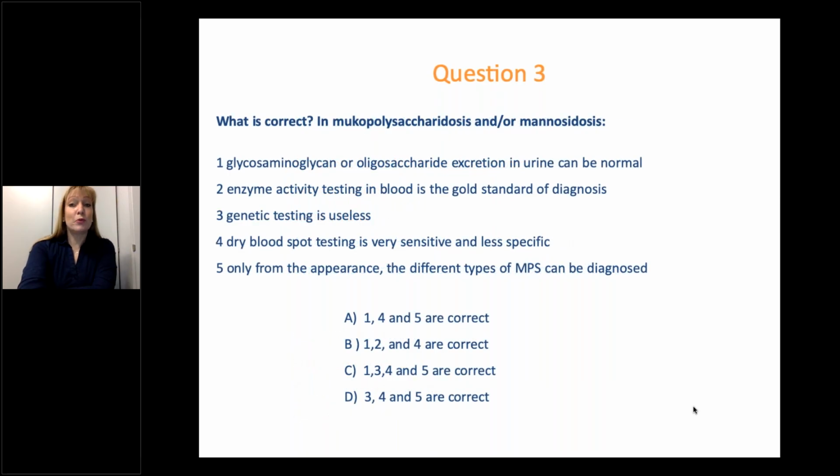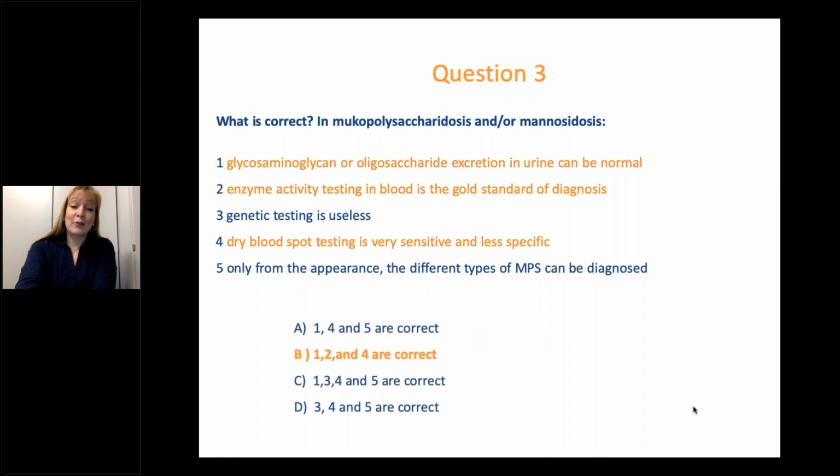And the last question before you start your questions, and again, what is correct in mucopolysaccharidosis and mannosidosis? Glycosaminoglycans or oligosaccharide excretion in urine can be normal. Enzyme activity testing in blood is the gold standard of diagnosis. Genetic testing is useless. Dry blood testing is very sensitive but less specific. And only from the appearance, the different types of MPS can be diagnosed. Make your guess.